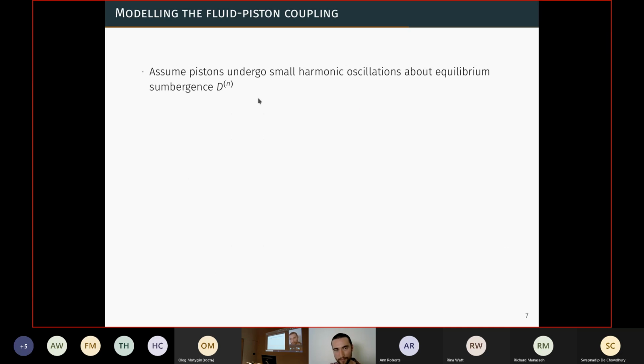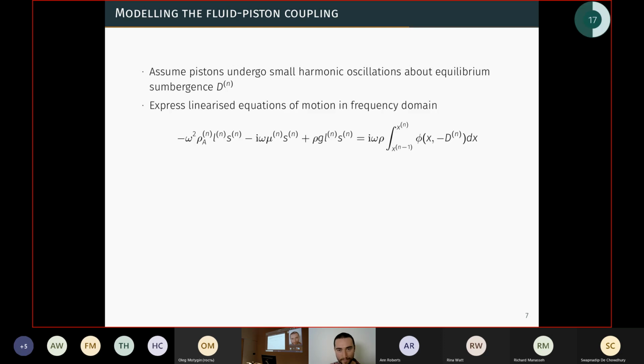So to extend the problem to the case where you now have pistons, the main thing you have to do is just model the interaction. The easiest way to do that is you assume that the pistons are oscillating around their equilibrium submergence, which is just given by Archimedes' principle. Then from that, you can write down the equation of motion in the frequency domain where we've linearized around that submergence. And this term here just gives the damping or the power takeoff.